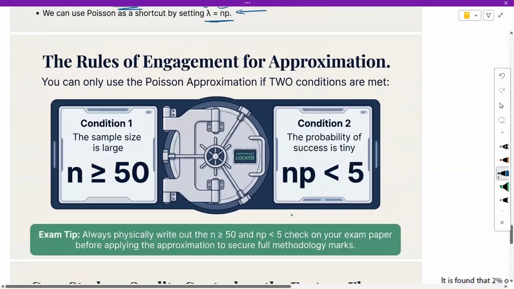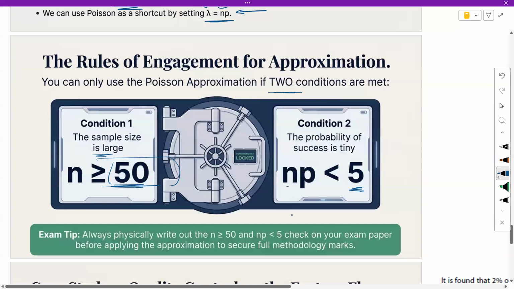Here are the rules of engagement for approximation. You can only use the Poisson approximation if two conditions are met. Condition number one, the sample size should be large. You can use Poisson distribution instead of binomial distribution if the sample size is more than 50, and also lambda should be less than 5.